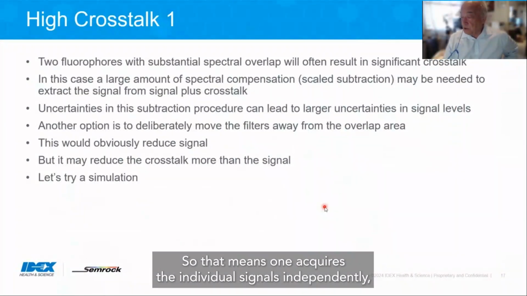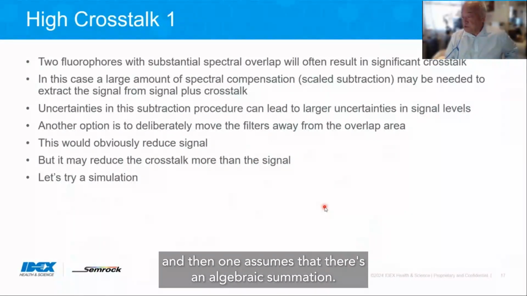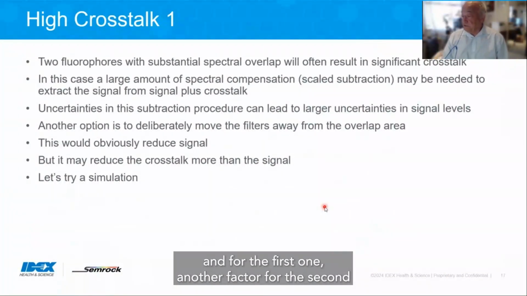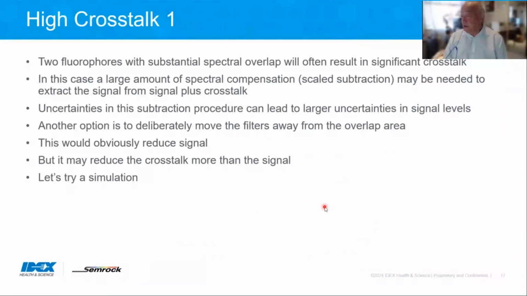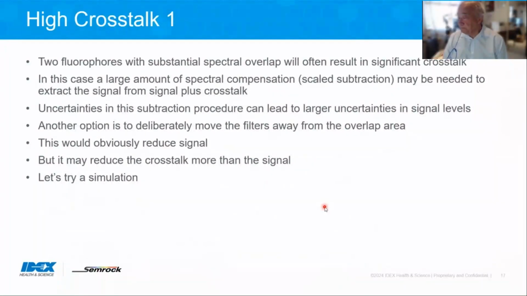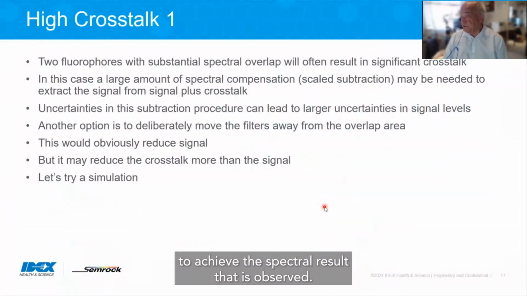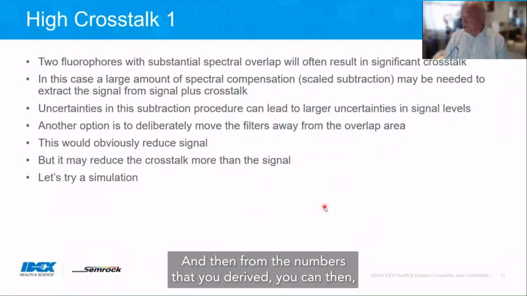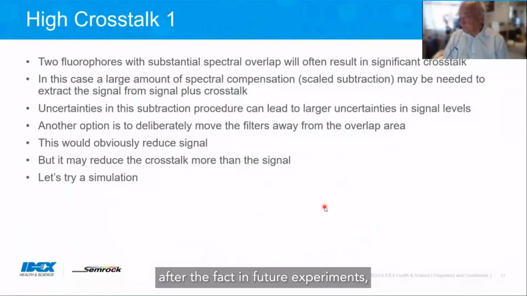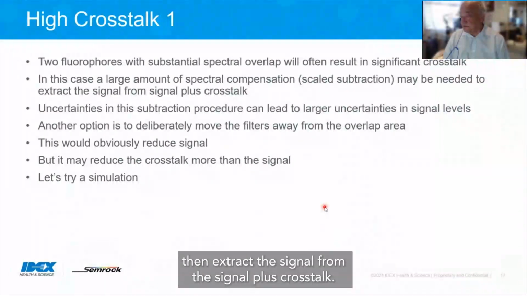And the usual approach in this kind of case is to use some kind of spectral compensation method. That means one acquires the individual signals independently, and then one assumes that there's an algebraic summation. So it's a factor for the first one, another factor for the second spectrum, and you add those together in some combination to achieve the spectral result that is observed. And then from the numbers that you derive, you can, after the fact in future experiments, extract the signal from the signal plus crosstalk.